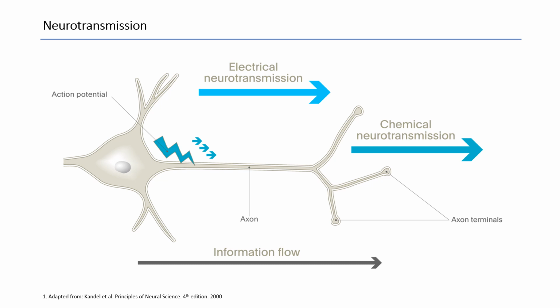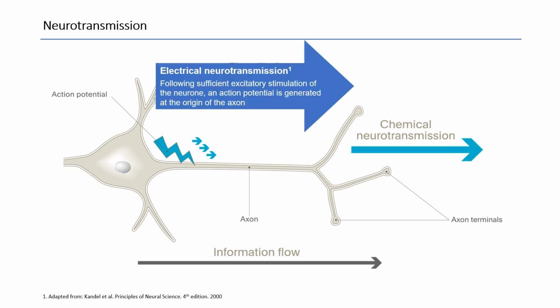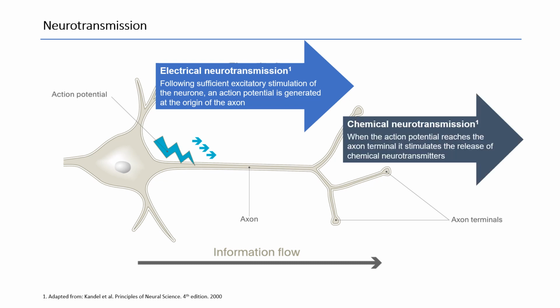An action potential is generated at the origin of the axon following sufficient excitatory stimulation of the neuron. The action potential is created by movement of electrically charged particles, which are ions, in and out of the neuron through pores, which are the ion channels, in the cell membrane in a particular pattern traveling along the length of the axon. When the action potential reaches the axon terminal, it stimulates the release of chemical neurotransmitter.